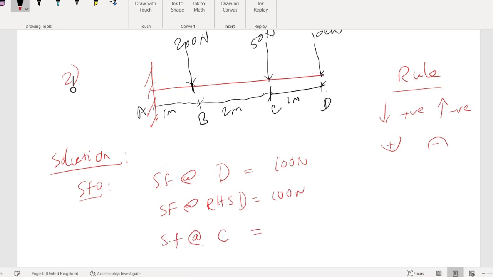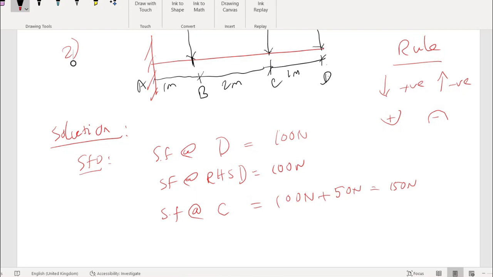Cumulative value, because the member is combined together. A to D is one member, one beam with too many loadings on top of it. So you have to add all of them. Until now, right hand side of C is 100, and when it reaches C, go slightly away from C. What will be at left hand side of C? How much is the value?